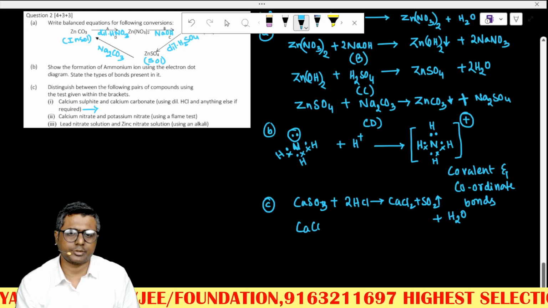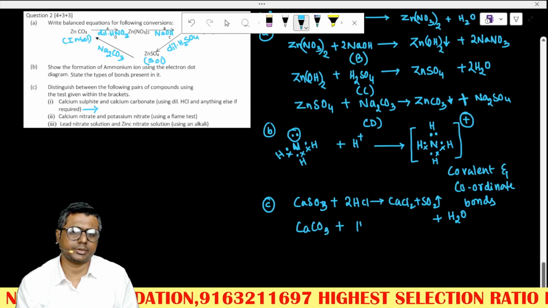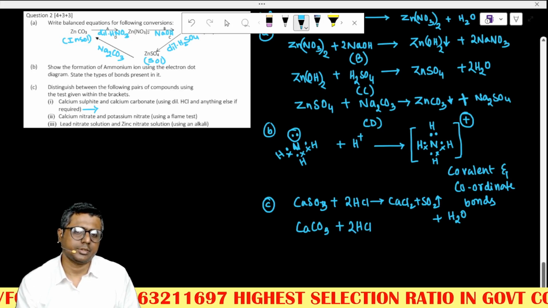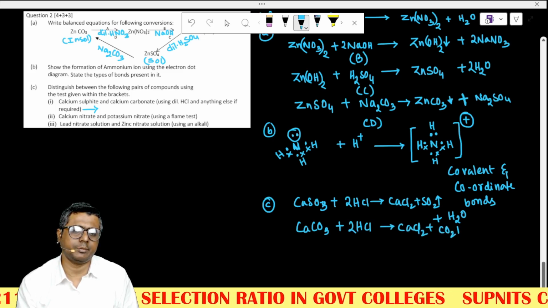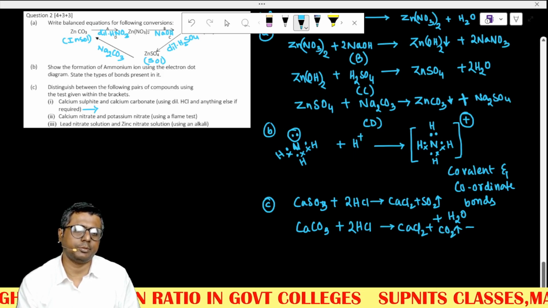Calcium carbonate plus HCl, same products except SO2 will be replaced by CO2.